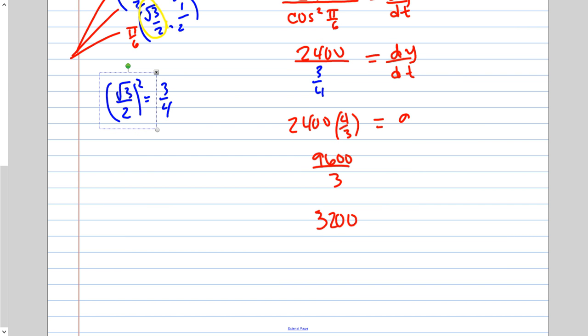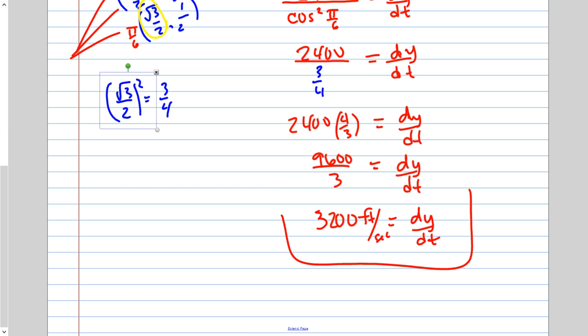Okay, dy dt, and this is 3200 feet per second. And that is the rate that the rocket is rising.